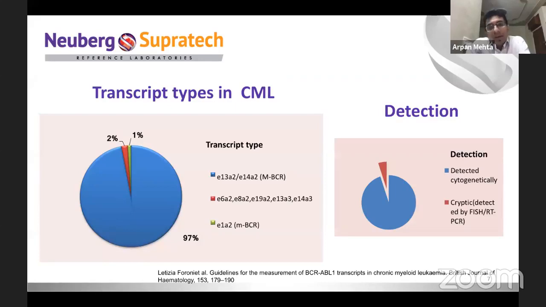So in about 95% of cases, CML is detectable by karyotype. However, in 5% of cases, it is cryptic. So it is detectable only by FISH or by RT-PCR. And it is important to note that the majority of the transcripts in chronic myeloid leukemia are major transcripts. That is, they are E13A2 or E14A2. While in a minority of cases, about 1%, they are minor transcripts, that is E1A2, or rarely in 2% of cases, we can see rare transcripts like E6A2, E8A2, E19A2, etc.